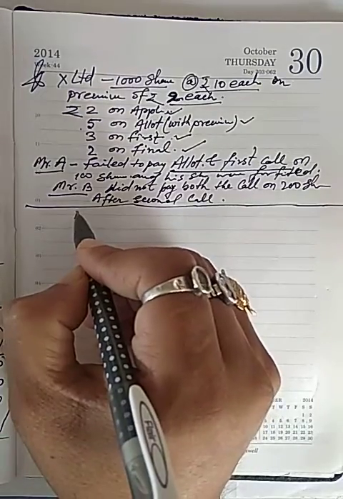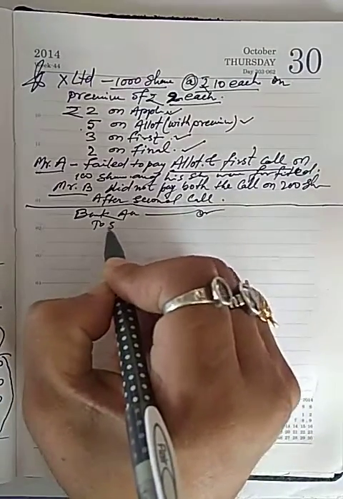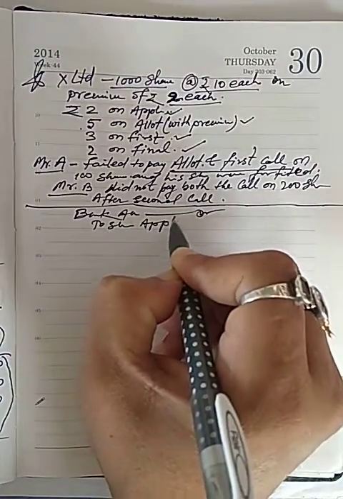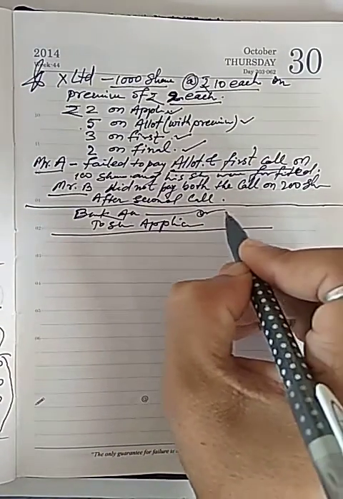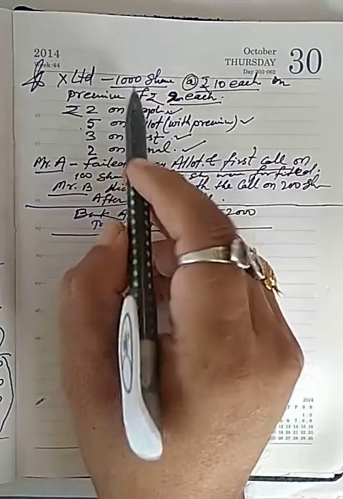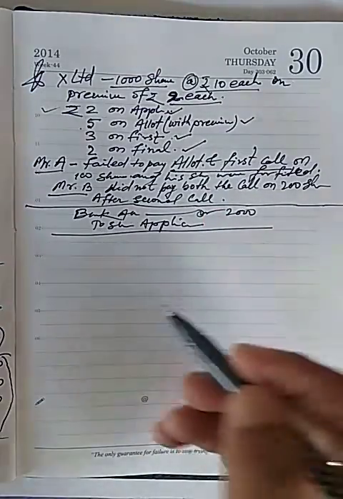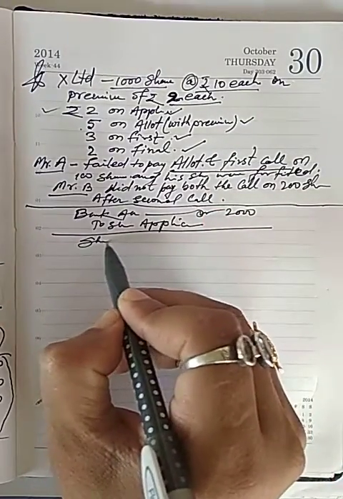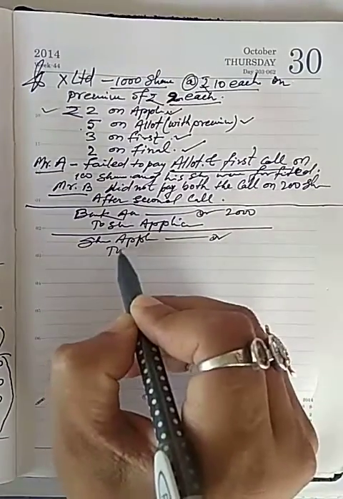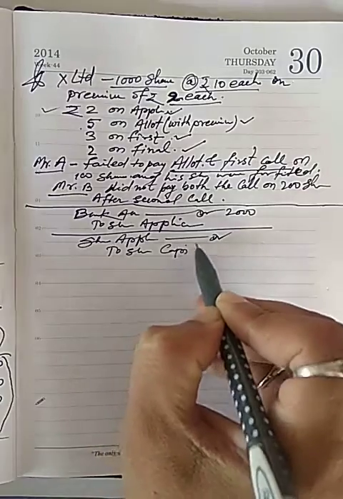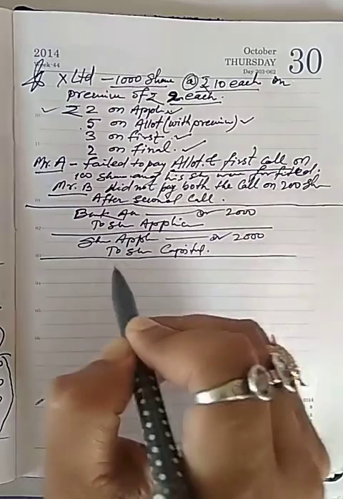We will start with Bank account DR to Share application account. The total amount will be 2000 on 1000 shares at the rate of 2 each. Then I will transfer the share application account: Share application account DR to Share capital account, and the amount will be the same, 2000.